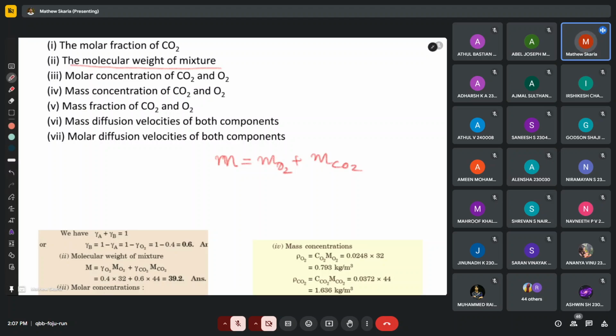Now again mass, number of moles, the molecular weight, the connecting relation: M is equal to number of moles into molecular weight. This is equal to number of moles of oxygen into molecular weight of oxygen plus number of moles of carbon dioxide into molecular weight of carbon dioxide. Again, we want to get the molecular weight of the mixture. That will be m is equal to nO2 divided by n into MO2 plus nCO2 by n into MCO2.